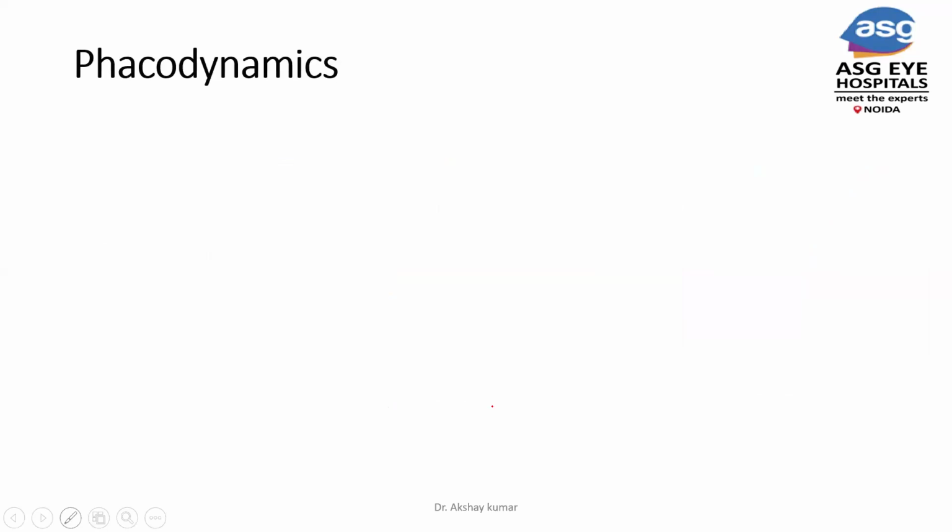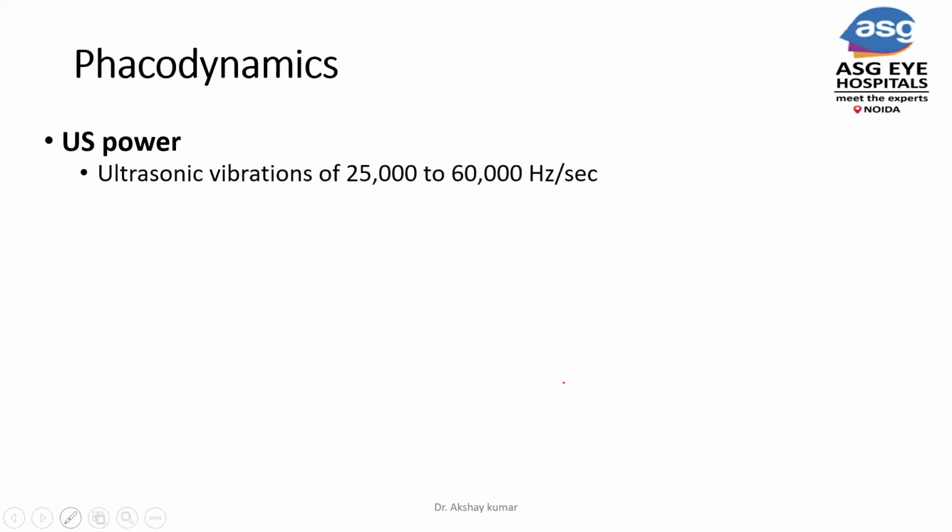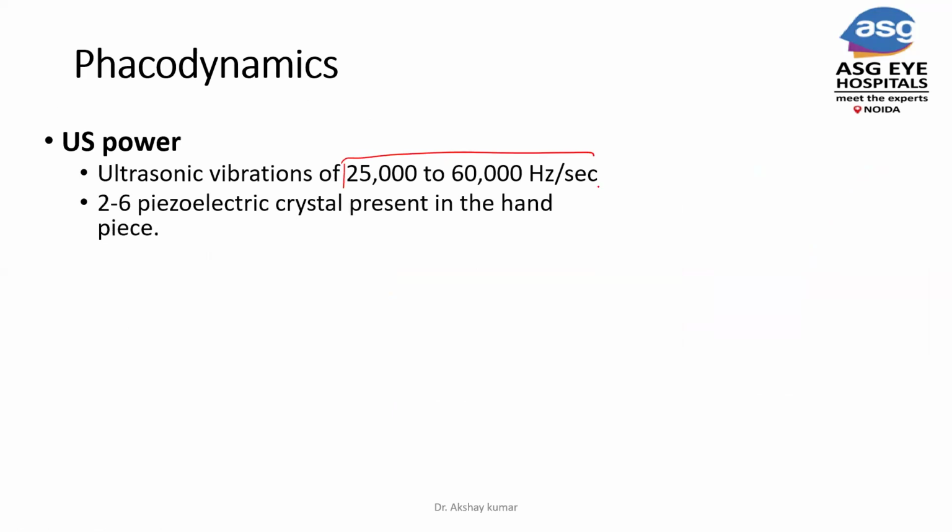So the main part, which is the phacodynamics. The most important aspect is the ultrasound power. With the help of piezoelectric crystals, ultrasonic vibration is produced at around 25,000 to 60,000 hertz or 25 to 60 kilohertz. There are 2 to 6 piezoelectric crystals which are activated with the help of electricity, through an electric cord.